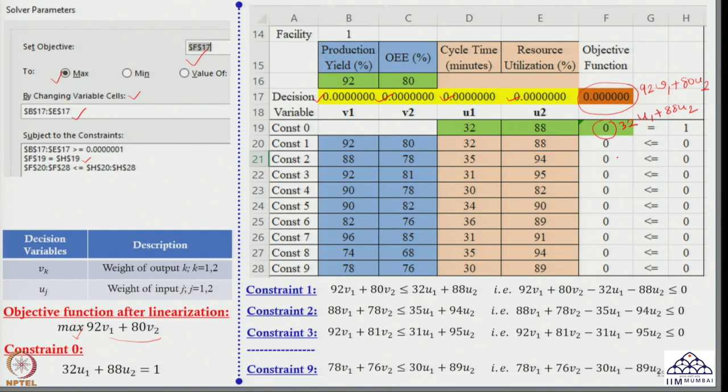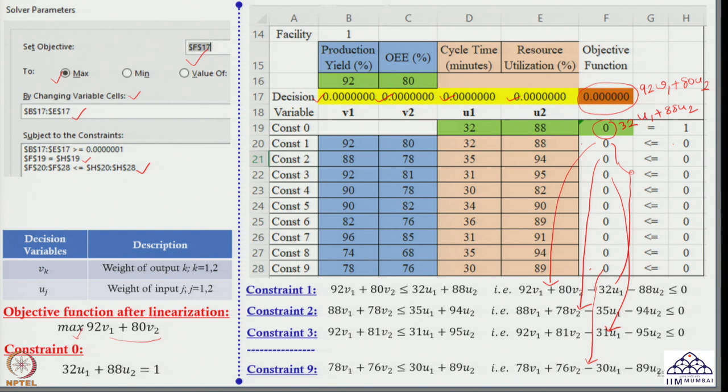And then I have these many constraints. So what are these constraints? This constraint is nothing but this value: 92 V1 plus 80 V2 minus 32 E1 minus 88 U2 less than or equal to 0. The third constraint is nothing but this one, and the ninth constraint is nothing but this one. We have already explained, so all of these formulas are entered here. All of these should be less than or equal to 0. That means F20 to F28 should be less than or equal to H20 to H28. So that is what we have written here.